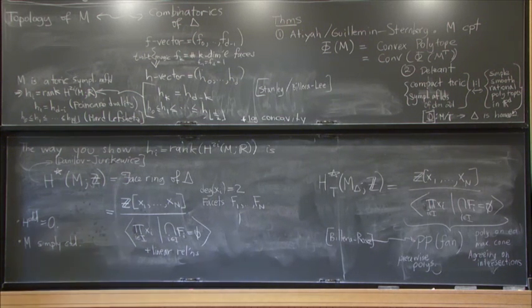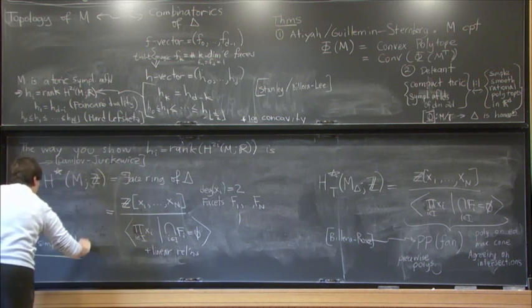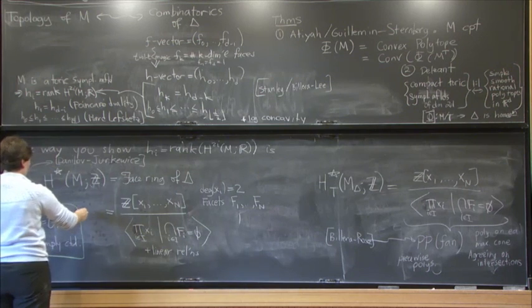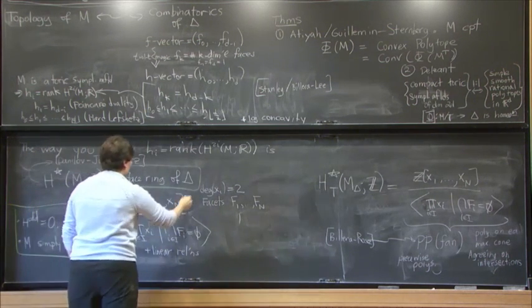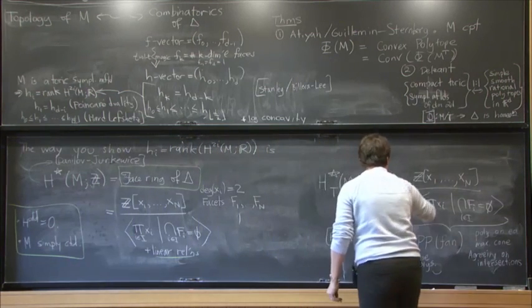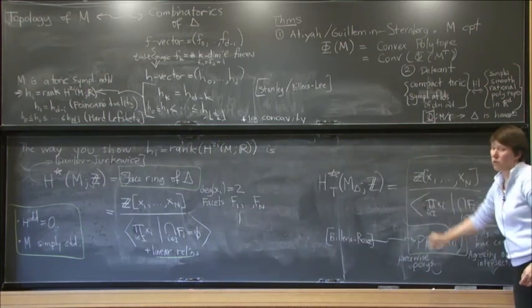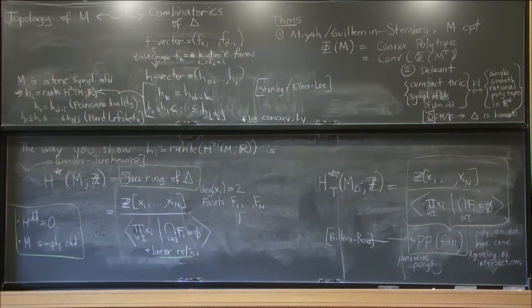What do we need to know for the sequel? What matters, the important things, is having this face ring, or rather face ring modulo linear relations, and both this face ring and the piecewise polynomials are useful features that allow us to relate the topology of M to the combinatorics of some gadget.